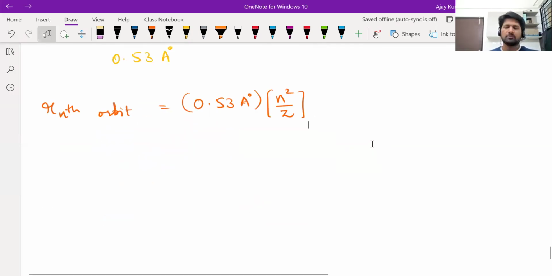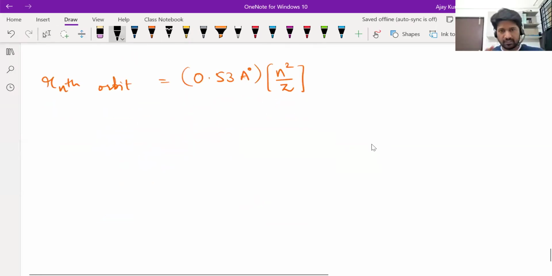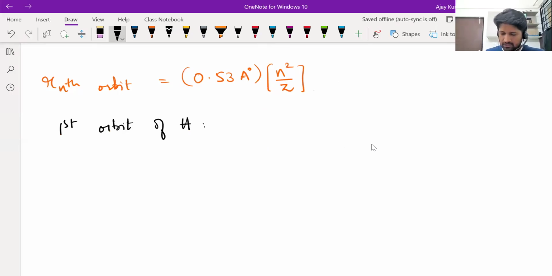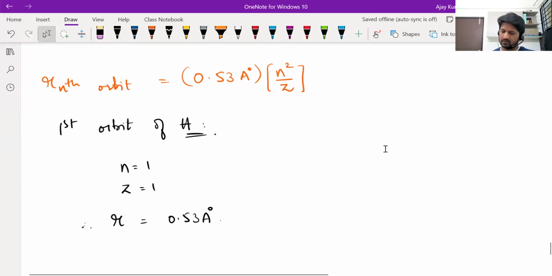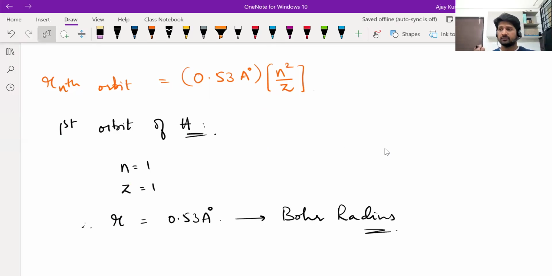Suppose you take the hydrogen atom. First orbit of hydrogen atom. First orbit means n is equal to 1. Hydrogen means z is equal to 1. Therefore, the radius of the first orbit of hydrogen atom becomes 0.53 angstroms approximately. It's actually, I think, 0.529. We'll take it as 0.53. This is called Bohr radius. The radius of the first stationary orbit of hydrogen is called the Bohr radius.